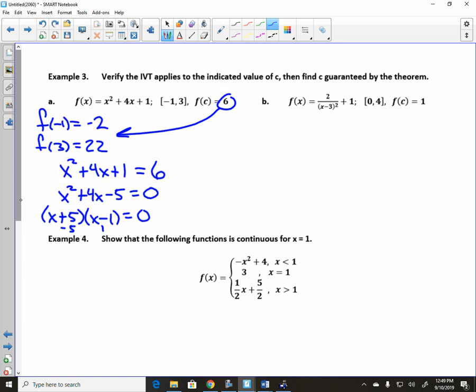If I plug in 1, I should get 6. If I plug in -5, I should get 6. But which one of these am I concerned about? Or am I concerned about both of them? I'm only concerned about one. Why? Exactly. C is 1.